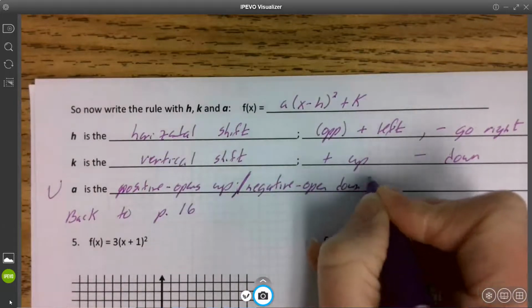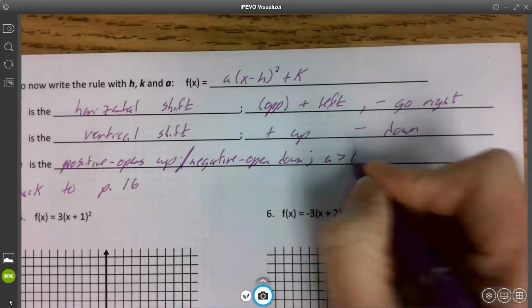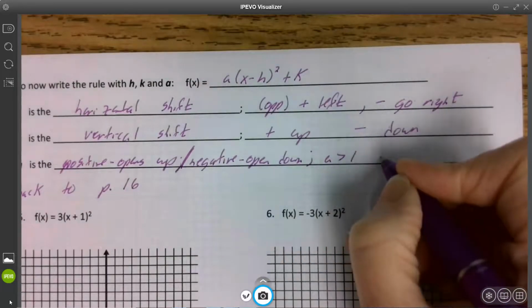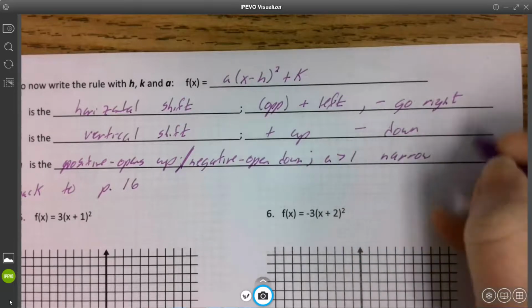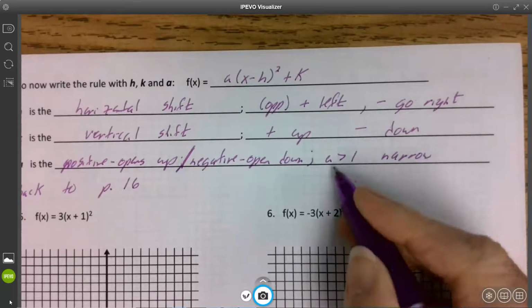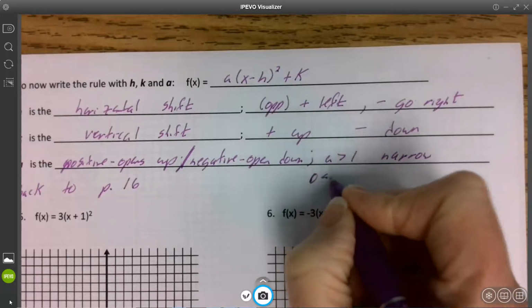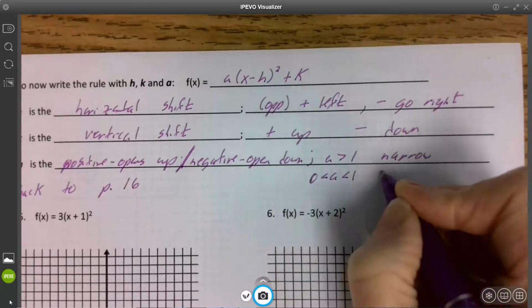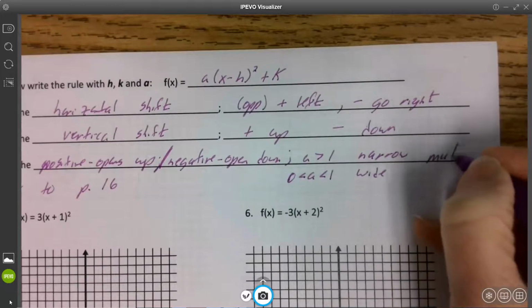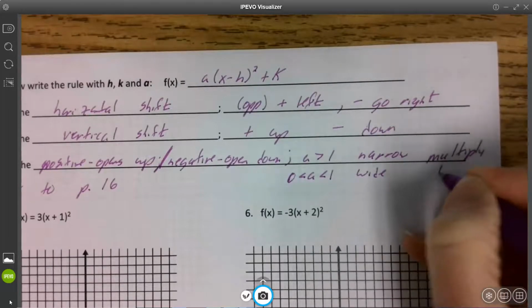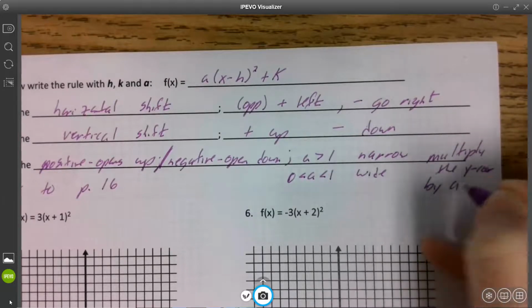But A is so powerful, it also determines if A is greater than 1, it's going to go quick. It's going to be narrow. And again, we're going to multiply that y-intercept by our A. And if A is a fraction, meaning it's between 0 and 1, then it's going to be wide. And what we do on both of these is we multiply the y-coordinate by A. And I'll show you that.